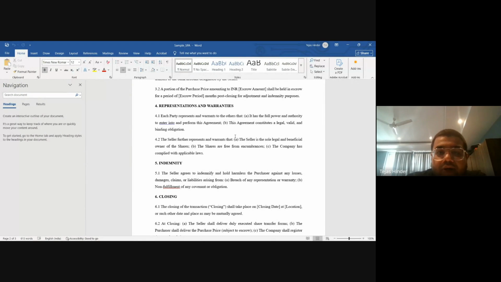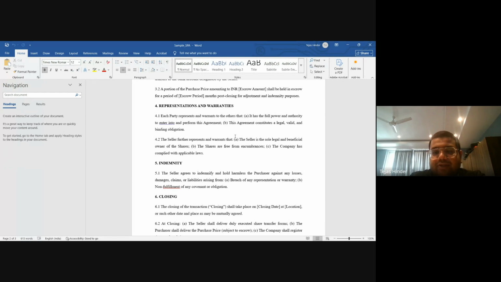Now, beyond your representations and warranties, as a purchaser you might want to secure yourself, so you're asking for an indemnification. That's your clause number 5, the indemnity clause, which basically indicates that the seller is agreeing to indemnify and hold the purchaser harmless against any losses beyond what the purchaser could see through their reasonable due diligence.